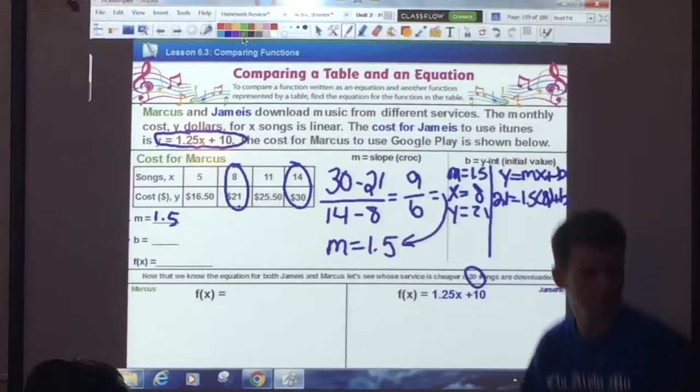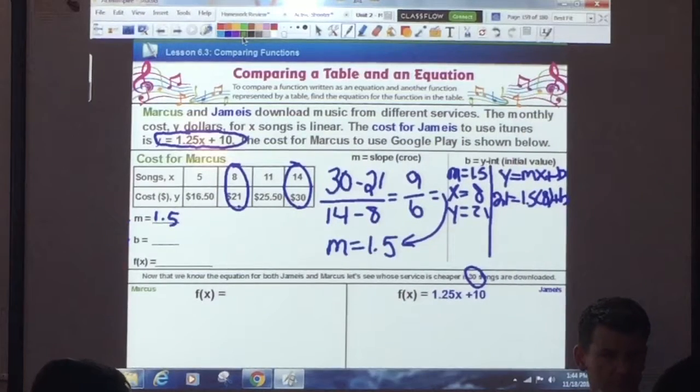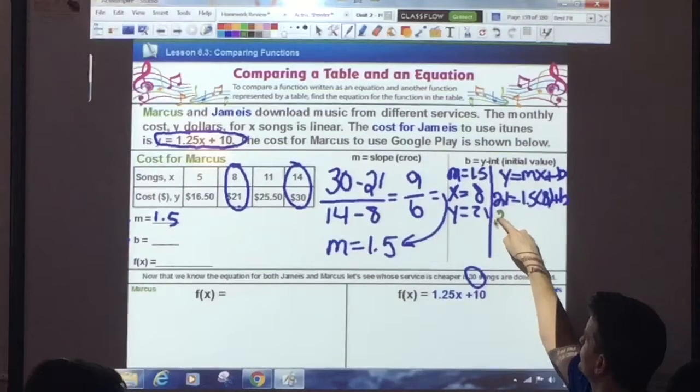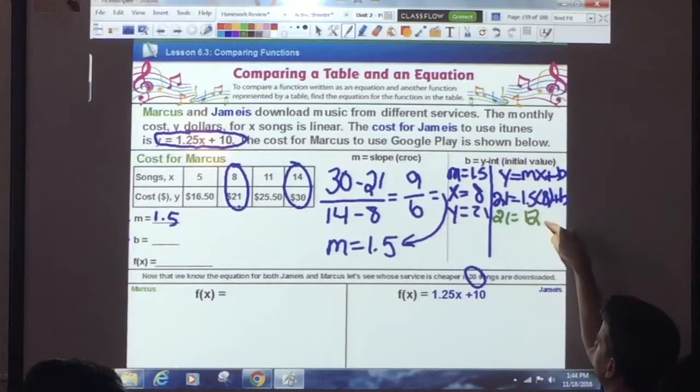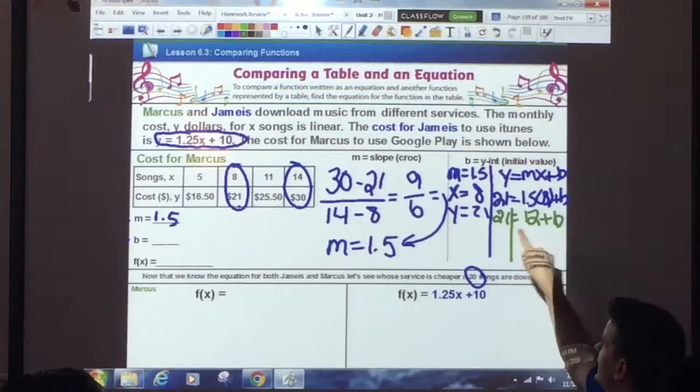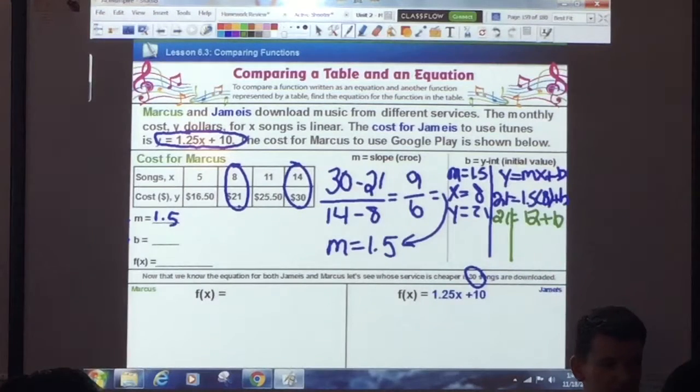12. So we're going to end up with 21 is equal to 12 plus b. And then what do I do to get b alone? I want to get b alone on this side of the equal sign. So I need to get rid of that 12.